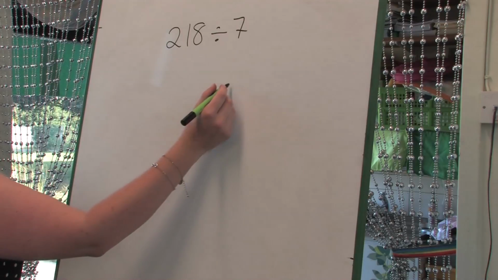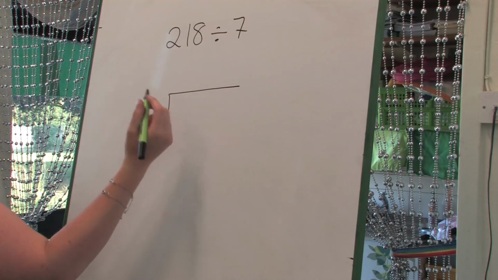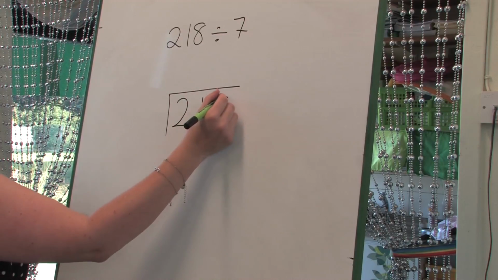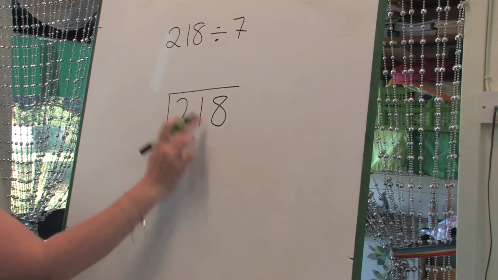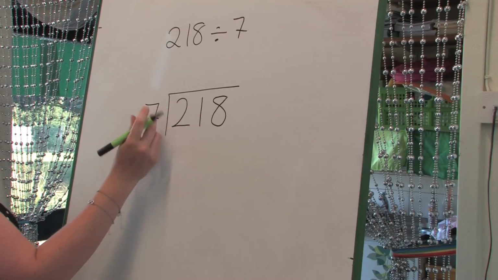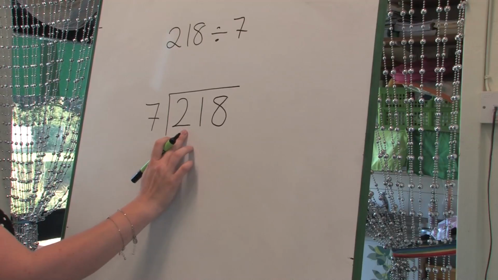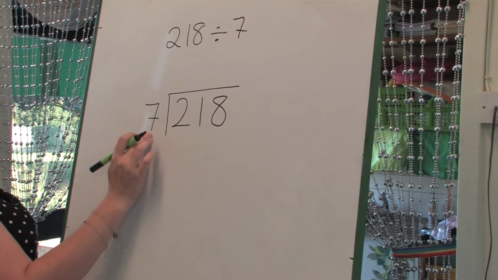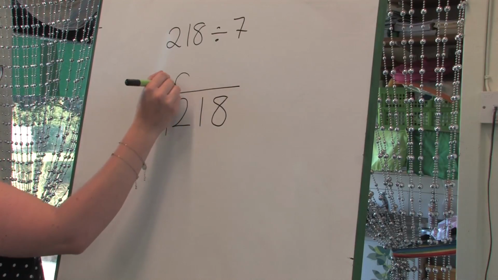Now, sometimes when using bus stop method, the numbers won't fit as perfectly as the earlier example. So we can still use the same process, but we need to use our knowledge of borrowing and carrying that we've learned earlier on. So 218 goes into your bus shelter, 7 out in the rain goes on the outside of your bus shelter. How many times does 7 fit into 2? It doesn't work. We can't possibly divide 2 by 7 unless we go into decimals. So 7 doesn't fit into 2.